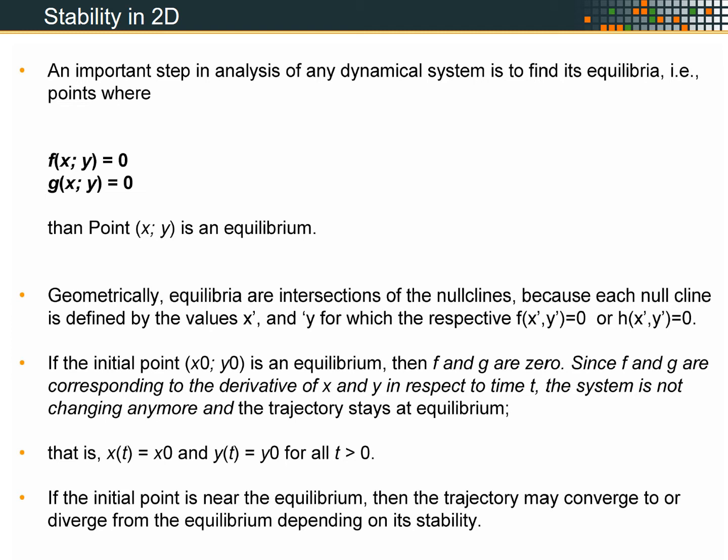Geometrically, we can interpret this as the intersection of nullclines, because each of the nullclines defines one of the two functions to be 0. And at the intersection of the two nullclines, both functions f and g are 0.